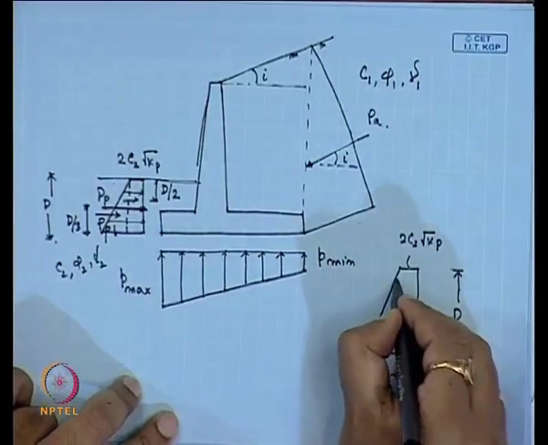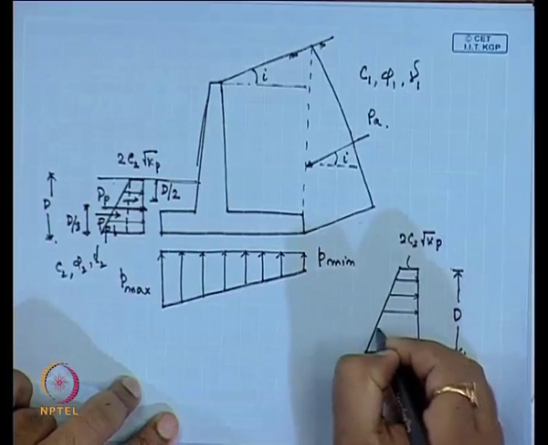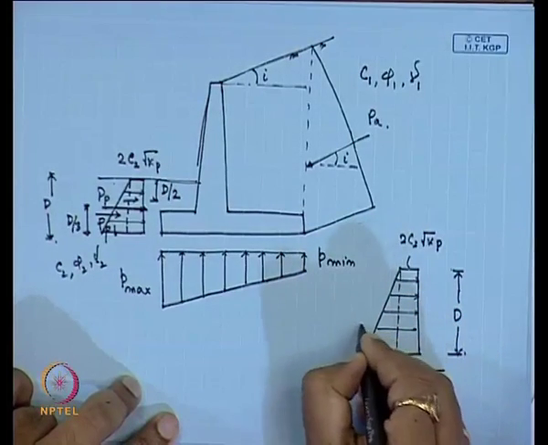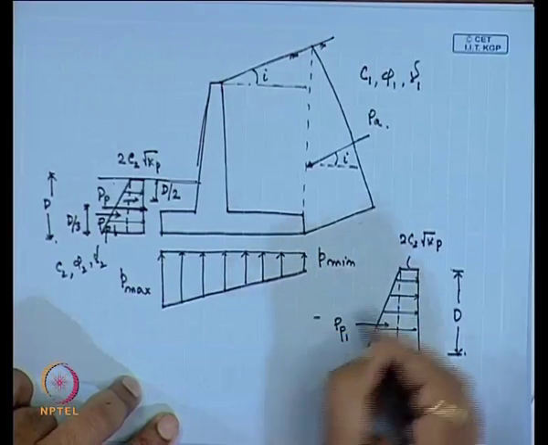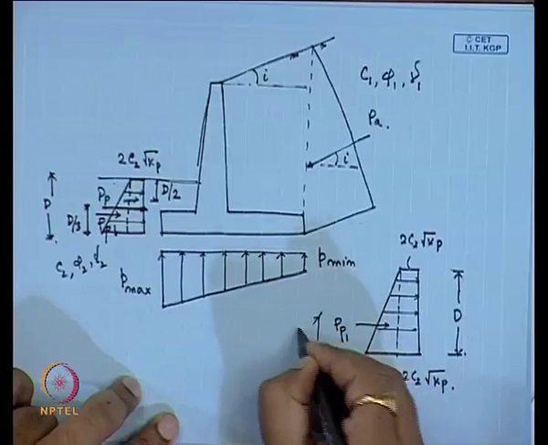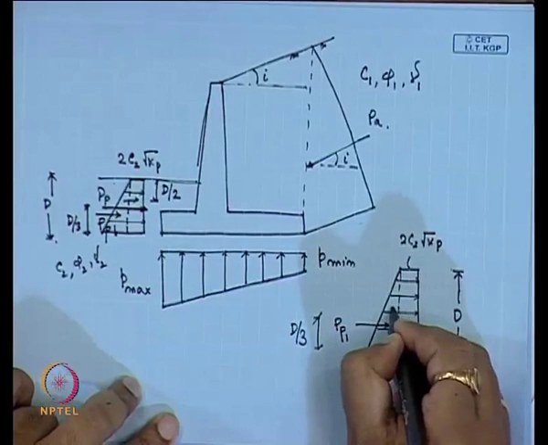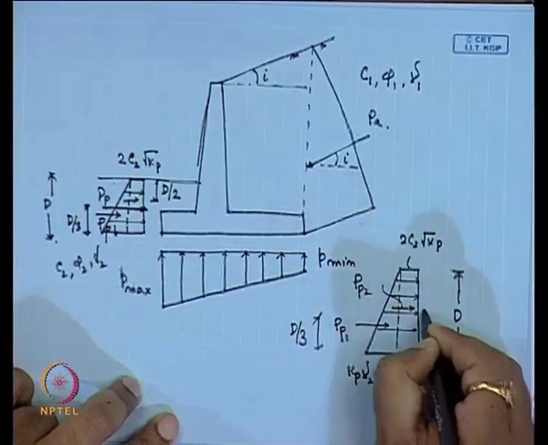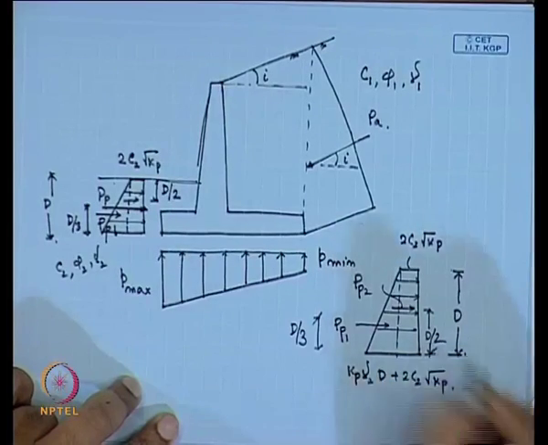So, if I consider these forces, these are the pressures that will act. If I take the two parts, one is P p 1, which is a triangle acting at a distance of d by 3 from the base, and another is P p 2, which is acting at a distance of d by 2 from the base.